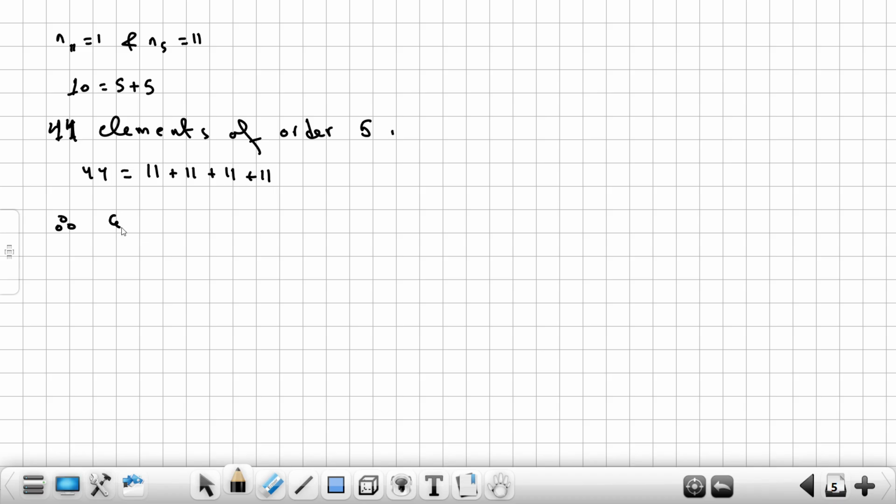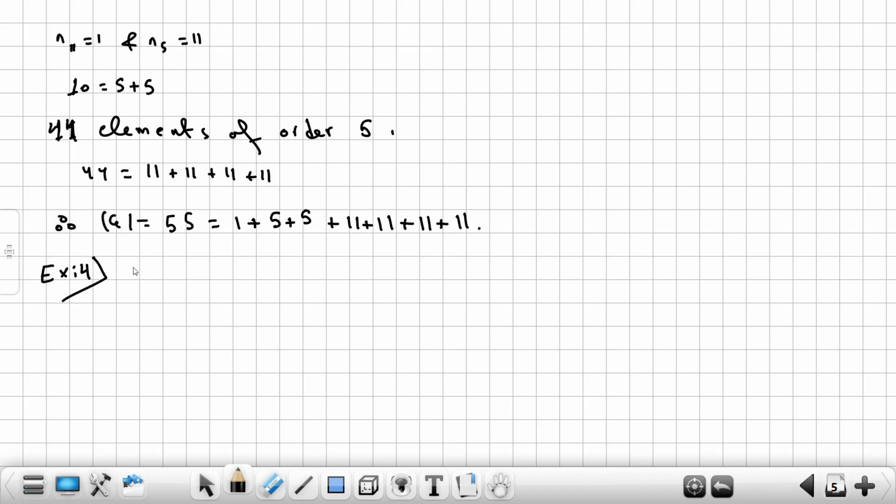We conclude that the class equation of G is as follows: 1 plus 5 plus 5 plus 11 plus 11 plus 11 plus 11. This is the class equation of non-abelian groups of order 55. Now we'll turn to the last exercise in this set of exercises.